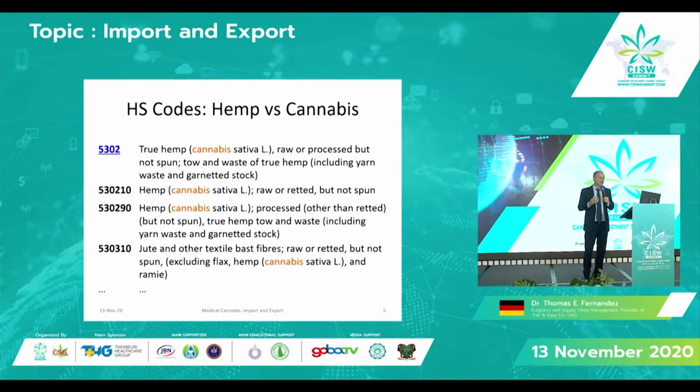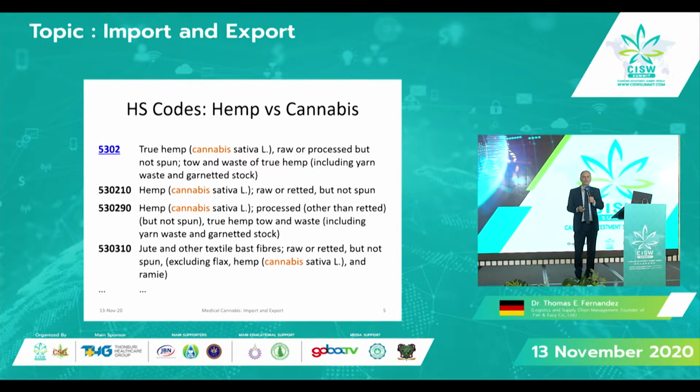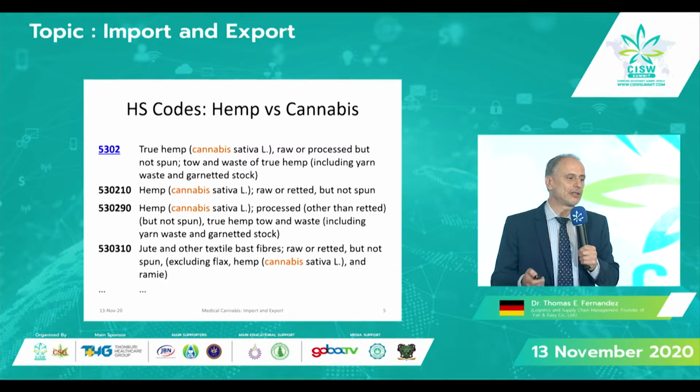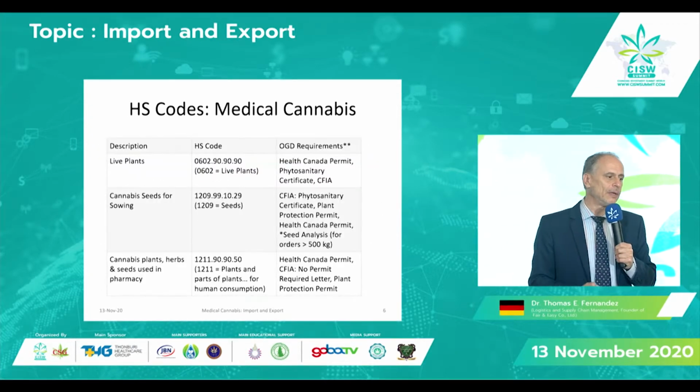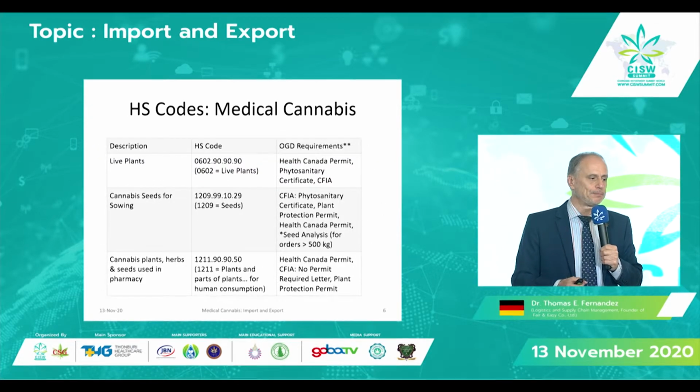Here are some examples. 5302 would be true hemp. We will find out in a moment the difference between hemp and cannabis. And here we have the different detailed not spun hemp, not spun jute. Okay, all this is not a problem. Here we have cannabis. This is from Canada as an example.